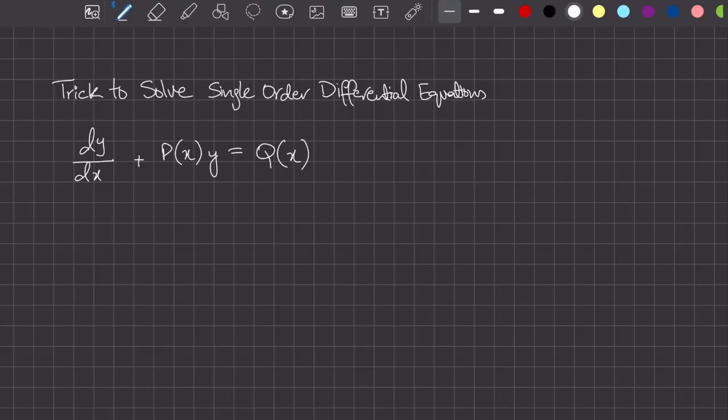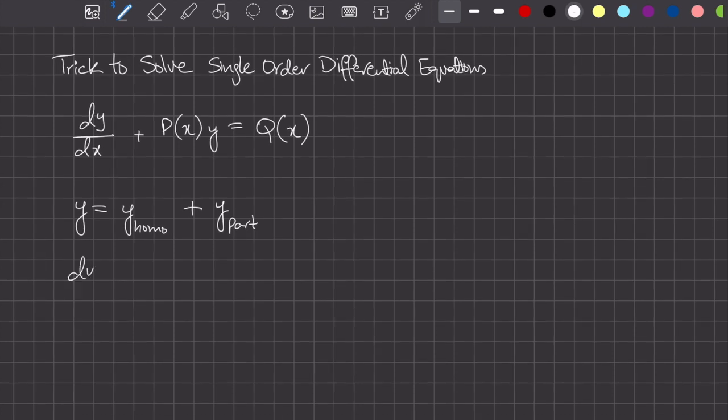Last lecture, we looked at an equation of the form dy over dx plus p of x times y equals q of x. When we solve this equation, we get a solution which can be written as the addition of two terms. The general solution can be given as y equals y homogeneous plus y particular. Before solving a question, let's understand this further.